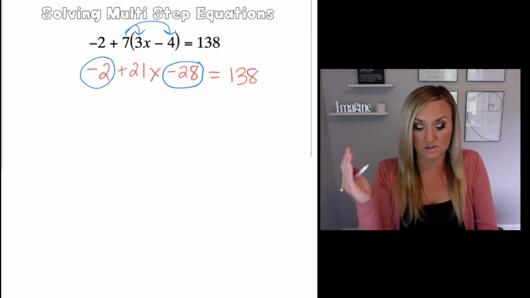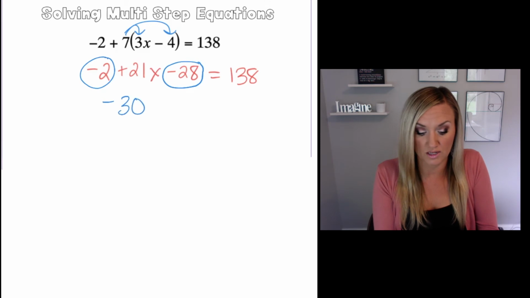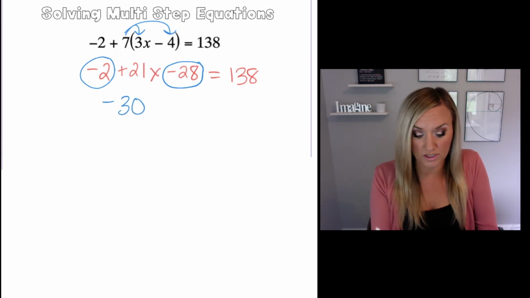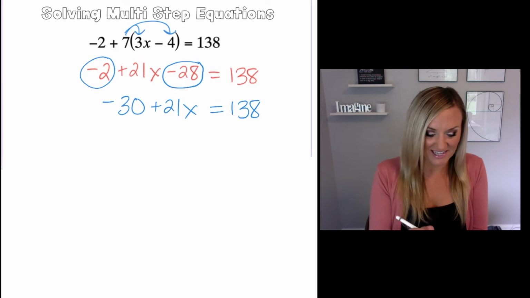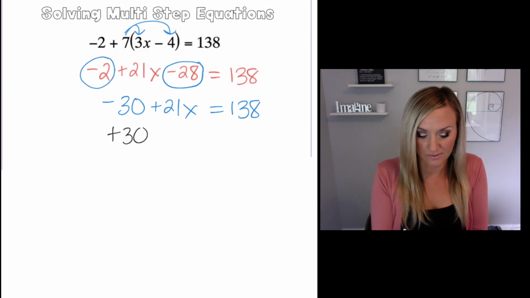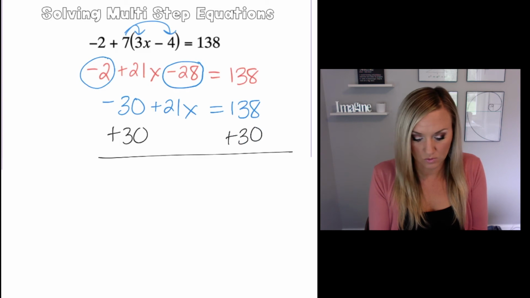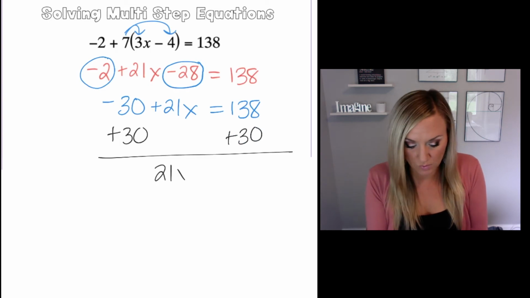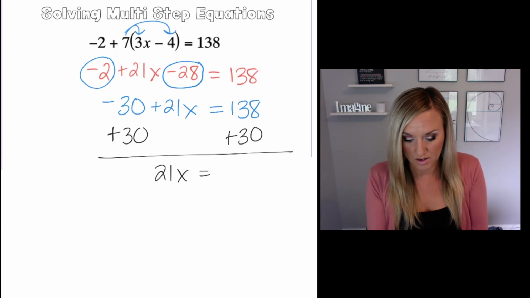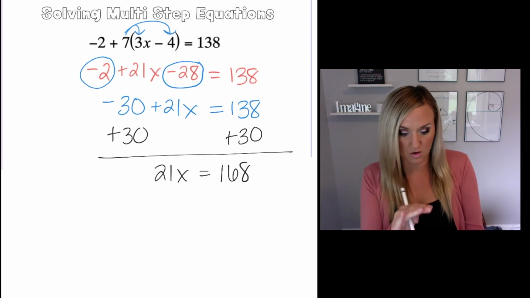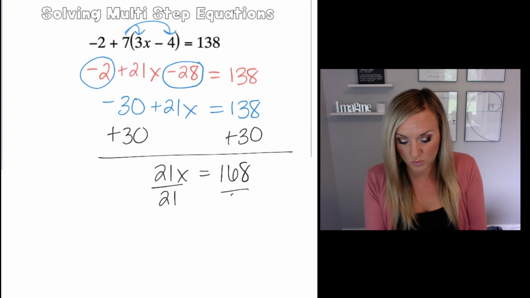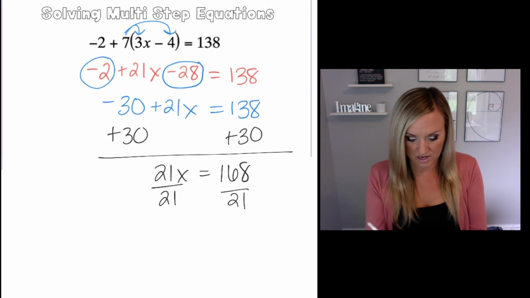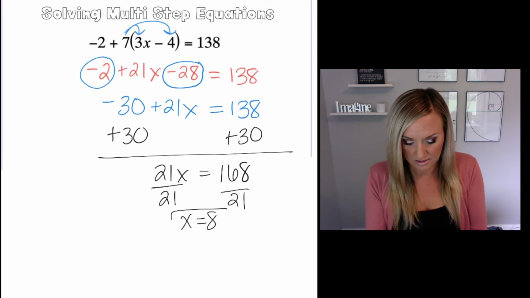And I owe you $2, I owe you $28, I owe you 30. Good. Now we're going to bring down the plus 21x, and it equals 138. All right. So now let's add the 30 to each side. And we have 21x equals, what is this, 168? All positives, all of our negatives look good, life is good. Last step is to divide by 21, and 168 divided by 21 is 8. And we're done.